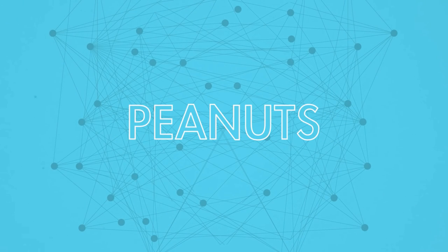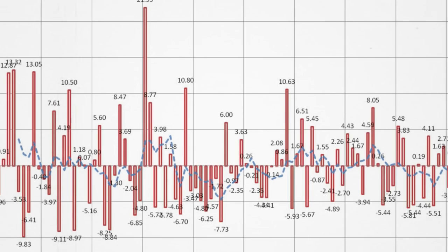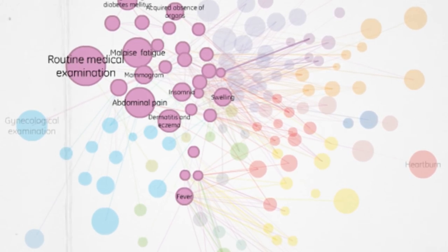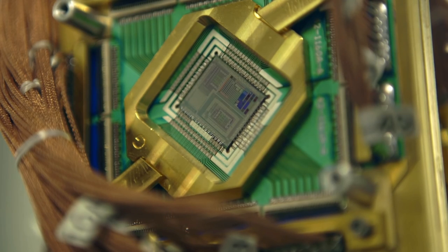We currently, as a civilization, generate vast amounts of data. It could be climate data, genomic data, but it's very difficult to generate useful insights oftentimes from that data. If you can solve optimization problems better, you have an important resource at your hand.